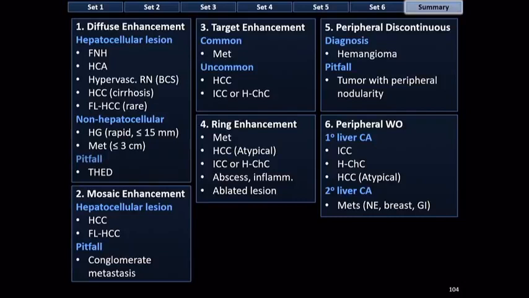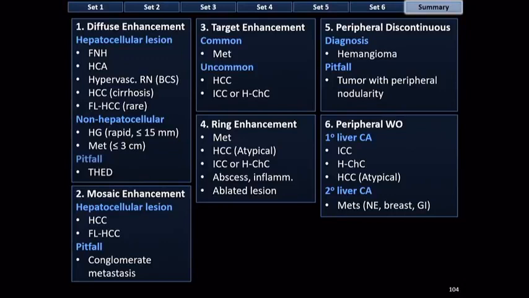And remember that some things that hyperenhance are not masses at all. They may be perfusion alterations. Don't call them cancers if they're wedge-shaped and don't exert mass effect. Mosaic enhancement, horrible, horrible differential diagnosis. It's either an HCC, a fibrolamellar HCC, or a conglomerate metastasis. This is not something you want in your liver. Target enhancement, equally bad, but not exactly the same differential. It's either a MET, an HCC, a cholangio, or a hepatocholangio.